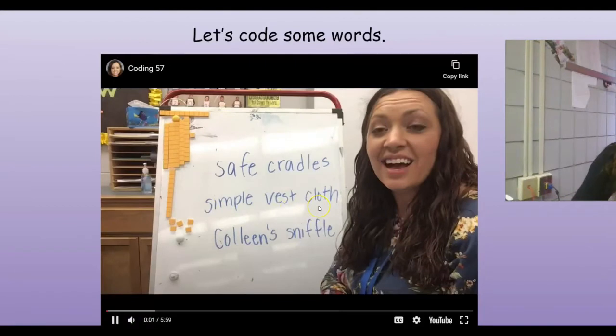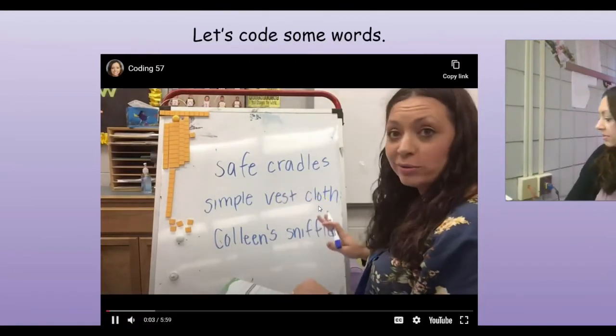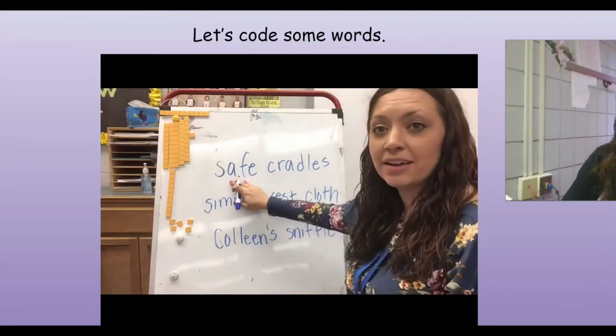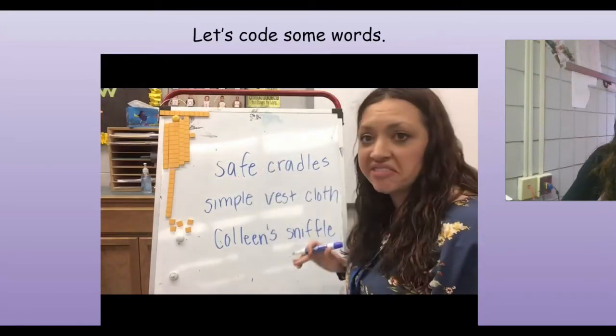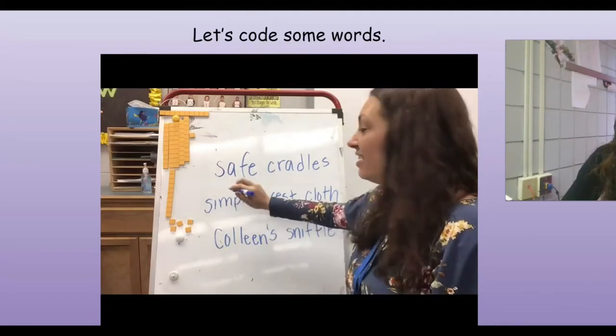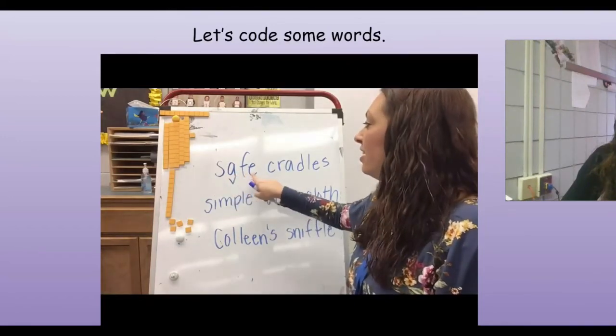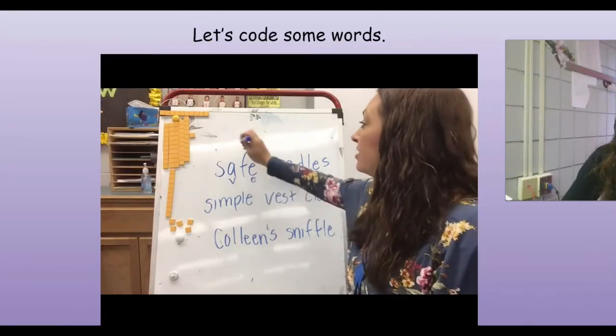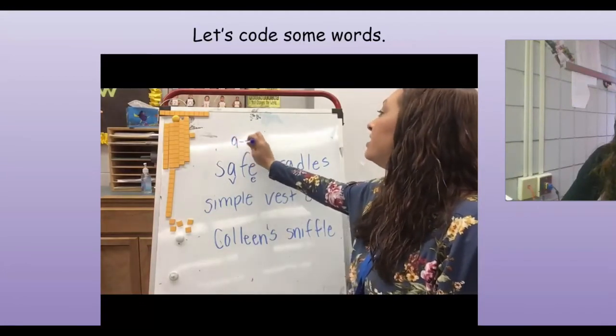Hi, guys. All right, we are ready to code some words, okay? So let's look at our first word. What do you notice about it? Well, I don't have any suffixes, do I? So let's look at our vowels. What's my first vowel? That's right, I have an A right here. And then I have an E back here. So I know this is going to be an A consonant E word.